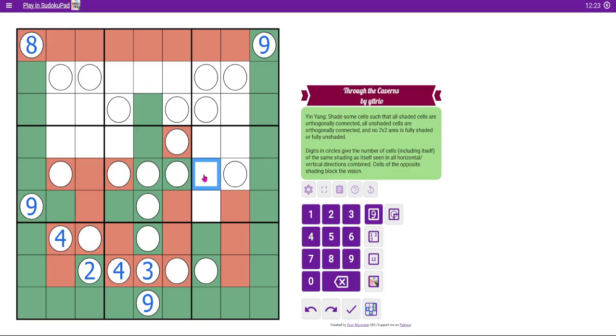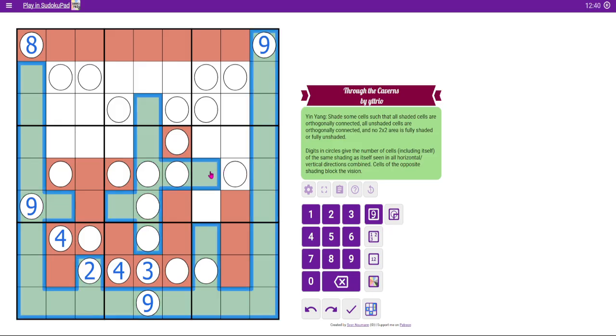Now this one over here also needs to be green. This is red. Both of these digits see everything in the row plus 1 extra shade. So they will have the same digit. This is green now.